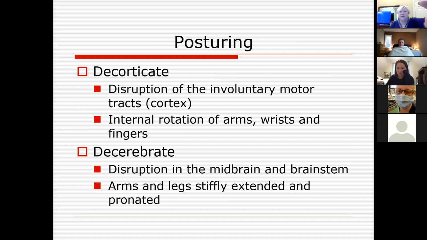With decorticate, you will get an internal rotation of their arms and their wrists and their fingers. I'm going to pull this down so I can show you. When you stimulate them, their arms will turn in like this. So they'll be kind of in the bed like this, and you stimulate them, and they'll have an internal rotation toward the spinal cord, decorticate, in toward the core of the body.